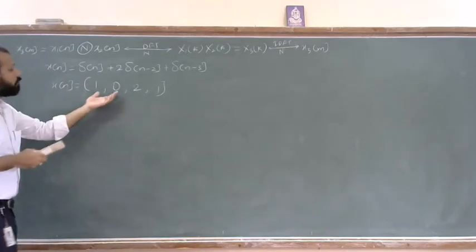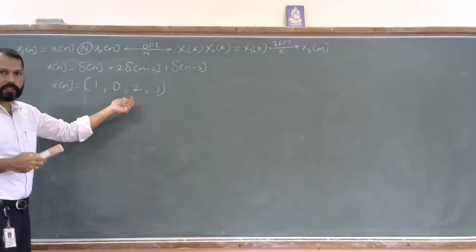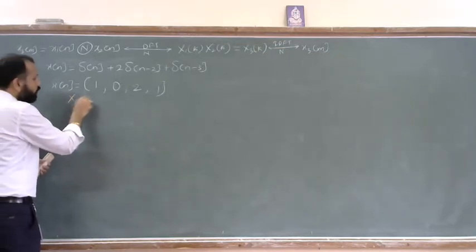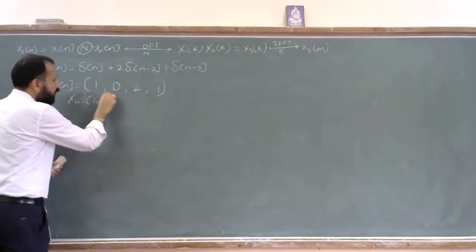Okay. Now we'll have to find the 4-point DFT of this discrete time sequence. Again, use the matrix method. Capital X of k will be equal to W_N multiplied by small x of n.